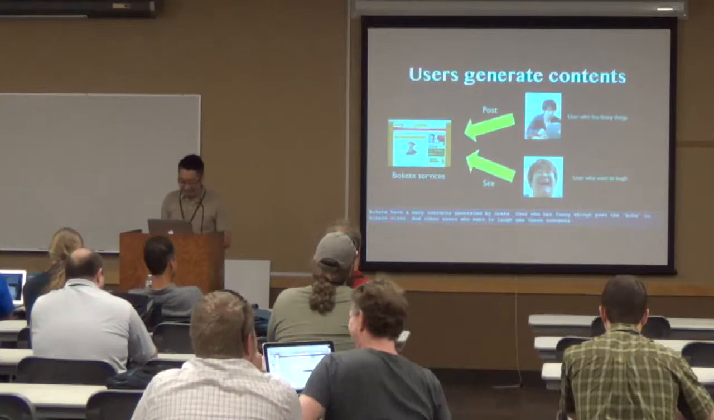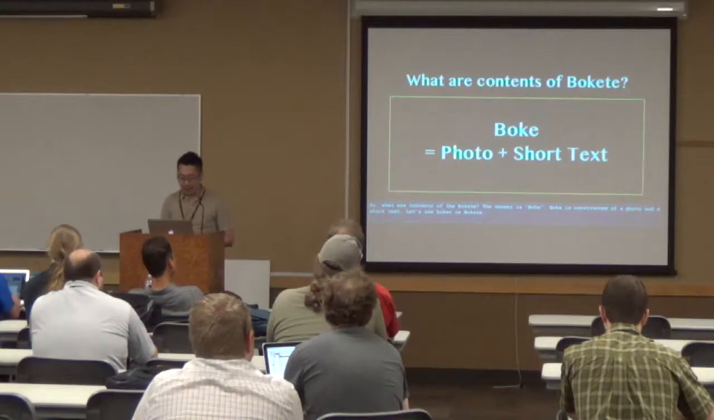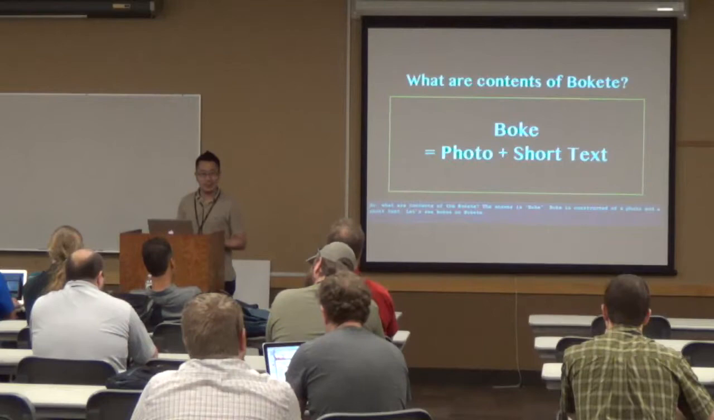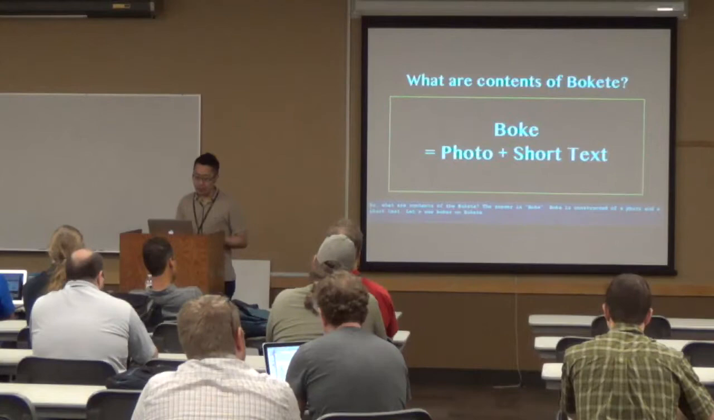So what's the content of Bokete? The answer is bokeh. Bokeh is a Japanese tradition about laughing or entertainment. It's very difficult to explain, but in Bokete, it's constructed from a photo and a short text. It's a very simple construction. Now, let's see the bokehs on Bokete. So, are you ready to laugh?